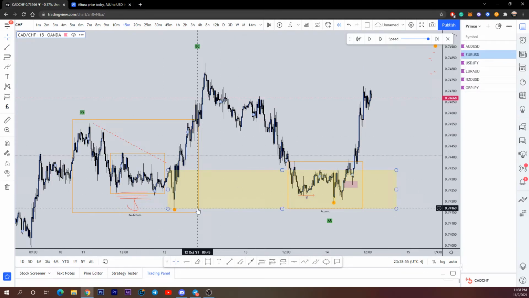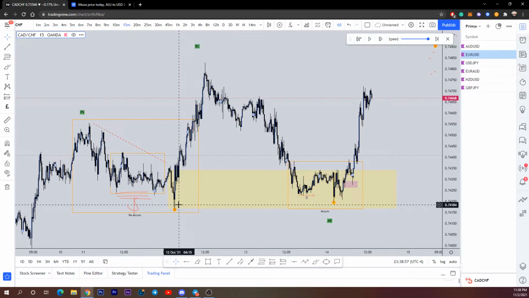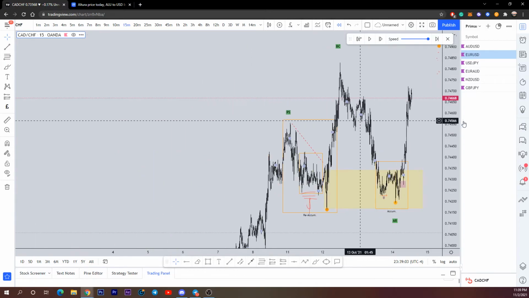So use liquidity, right? Always look for where the liquidity of the market is. Where is the money? That's what you really want to focus on. Where is the money? Okay.